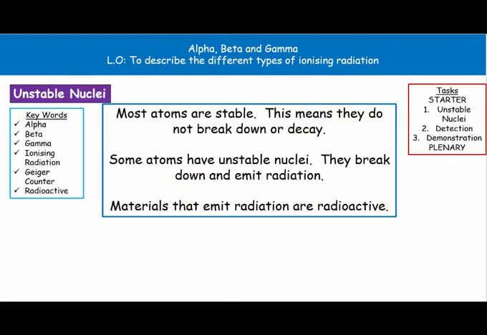What we're going to do now then is delve a little bit deeper into these actual atoms themselves. Now, if we think about most atoms, then we can describe them as being stable. So what that means is that they're not going to break down or decay. However, there are some atoms that have what we refer to as an unstable nuclei.